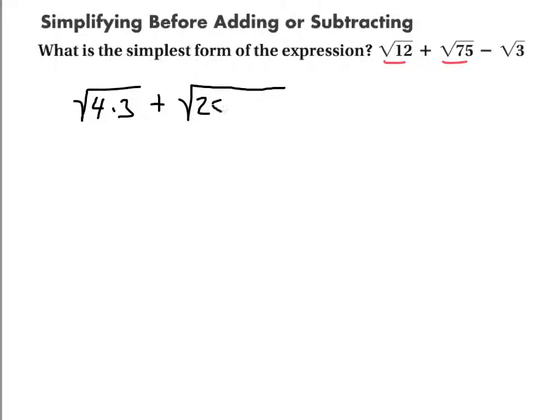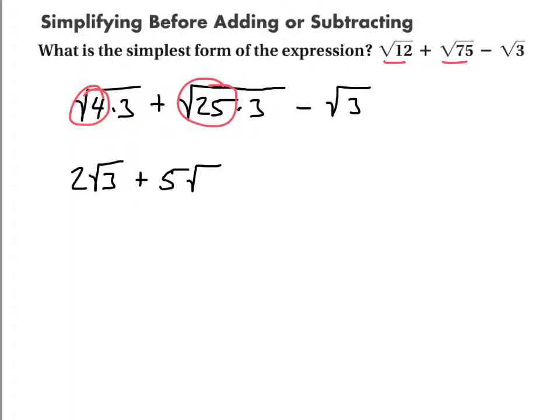25 and 3. 25 times 3. And then we have minus the square root of 3. Can't do anything with that. So simplifying this down, what is the square root of 4? 2. So I have 2 square root of 3 plus the square root of 25 is 5 square root 3 minus the square root of 3. So again, thinking back to a first grade problem, this is asking what's 2 plus 5 minus 1? 6.